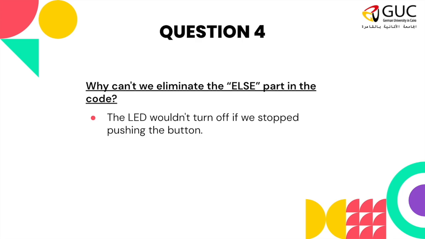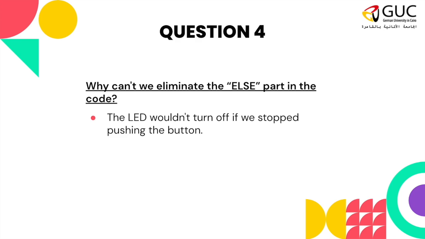Okay? Now our last question, why can't we eliminate the else part in the code? It is simple, because the LED wouldn't turn off if we stopped pushing the button. I mean, if I pushed the button and kept pushing, I want the LED to turn on. However, if I removed my finger from the button, I want the LED to turn off. If I did not have an else part in the code, the LED would remain on, and actually I want the LED to turn off.